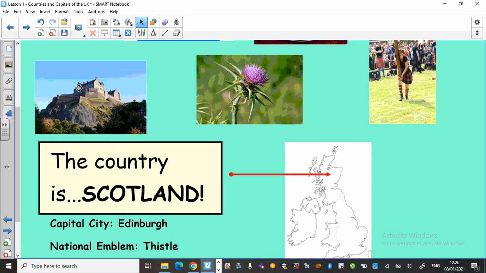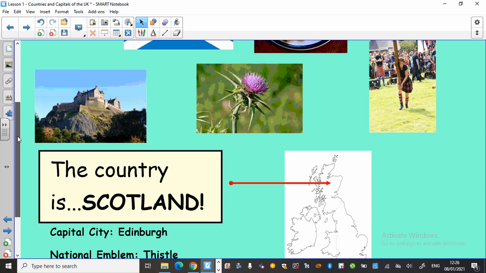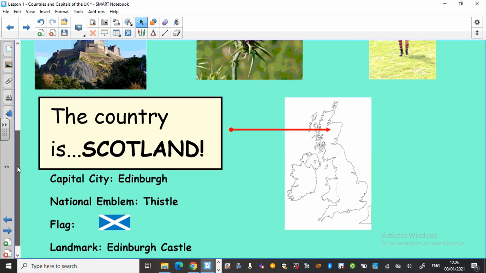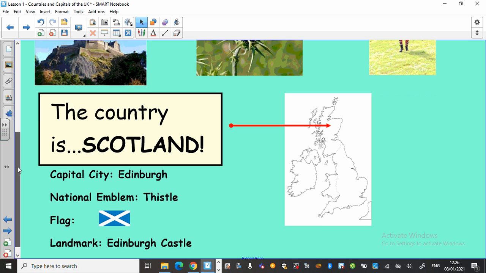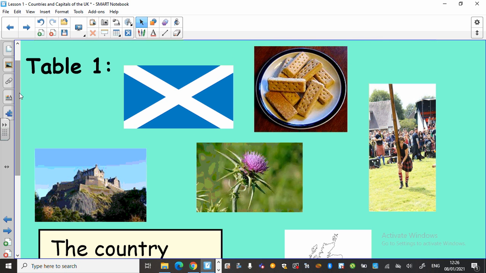I wonder if anyone has been to Edinburgh Castle. I went a couple of years ago and it was so busy, but it's a beautiful place to go and visit. So that, of course, was Scotland. So lots of things there about that country.